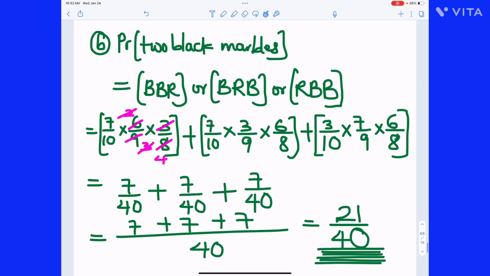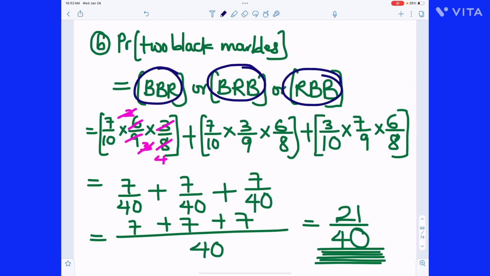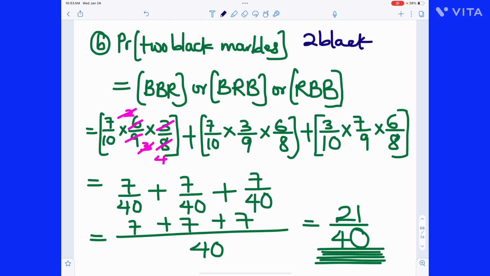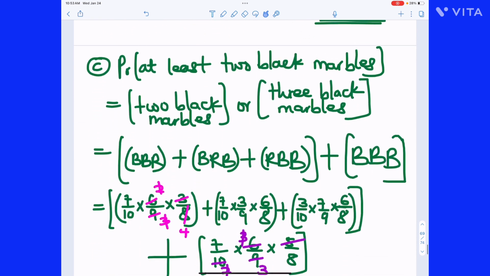Probability that there are 2 black marbles. 2 black marbles means either you choose black, black, red, or black, red, black in that order, or red, black, black. Those are the 3 different ways you can choose 2 black marbles. Because if you choose 2 black marbles, that means you chose 2 blacks and what? 1 red marble. Is that clear? Okay, the statement has just been shortened. So compute that yourself, add the different probabilities, get your total, get your sum, get your probability.